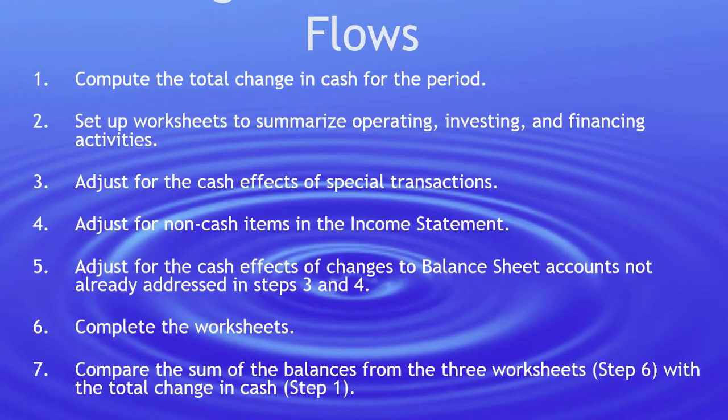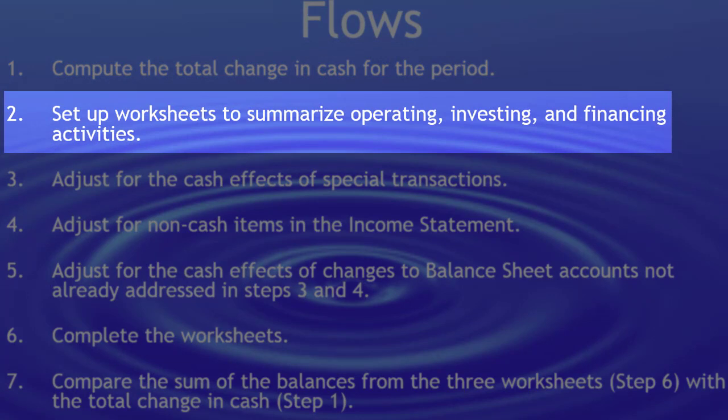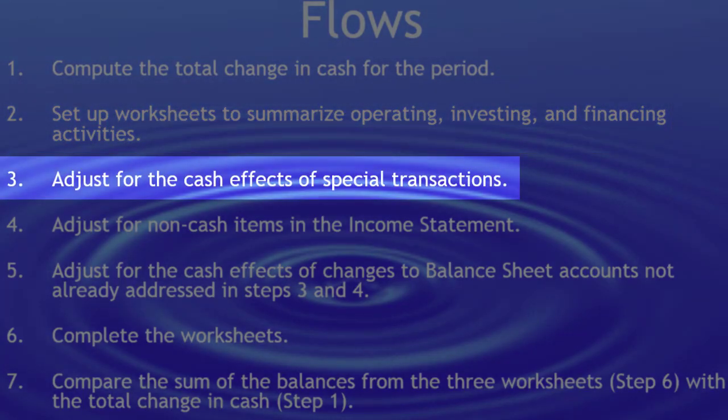So with that said, let's take a look at these steps. Step number 1, we're going to figure out our check figure. What is our total change in cash for the period? Step 2, we're going to set up a series of worksheets that will allow us to summarize our cash flow information as we figure it out so that we're ready to build a statement of cash flow later. Step number 3, we're going to adjust for the cash effects of special transactions. These are transactions that we have made special note of as we've gone through the period, knowing that they would have big cash effects. And we're going to look at what happens to cash and what balance sheet effects they change so that we make sure we're ready when we do dig into the balance sheet to make sure that we don't capture something that's already been taken care of.